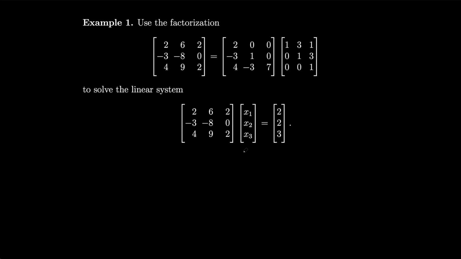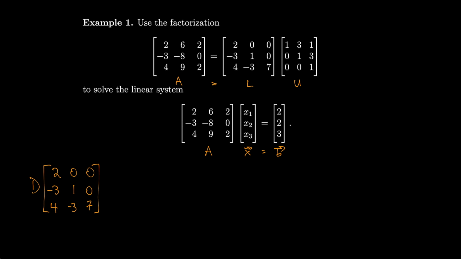Suppose we have this LU factorization right over here. So here's A, here's L, and here's U. So A equals LU. And we want to use this decomposition of A to solve the system AX equals B that's given over here. So step 1, we need to rewrite our system as LUX equals B. So we'll pull off L. So that's 2, 0, 0, minus 3, 1, 0, 4, minus 3, 7.